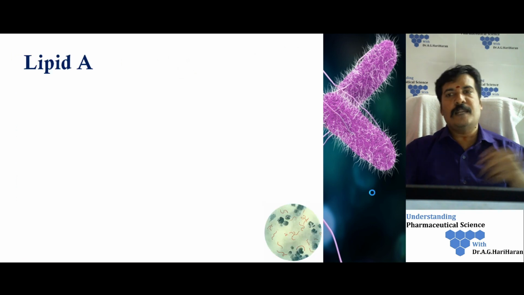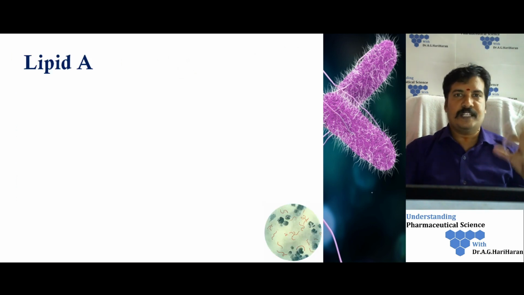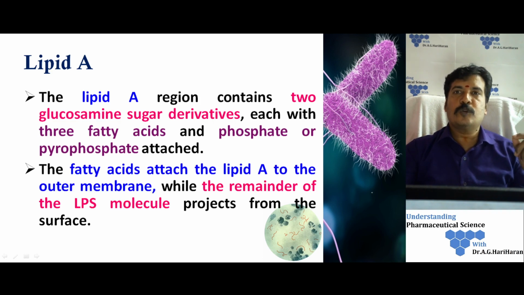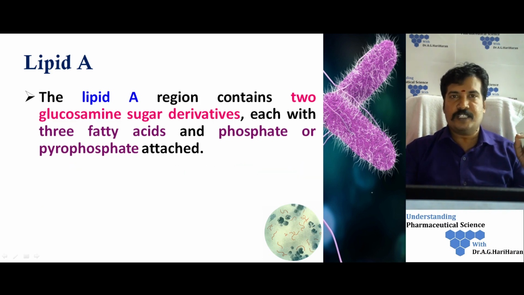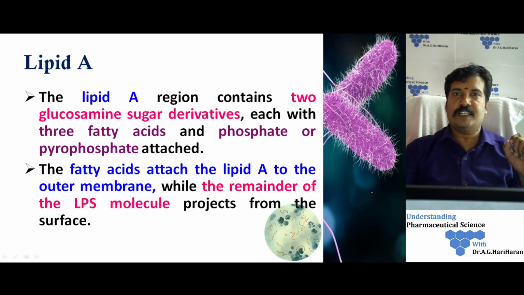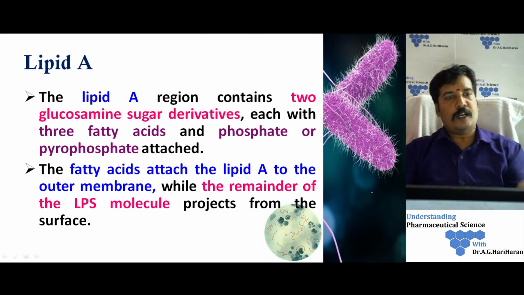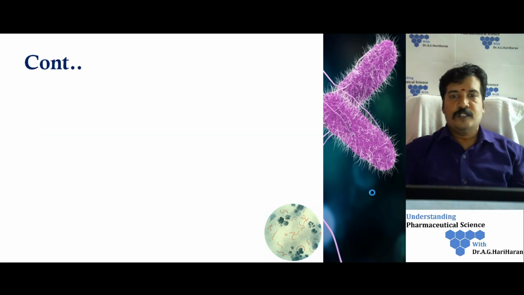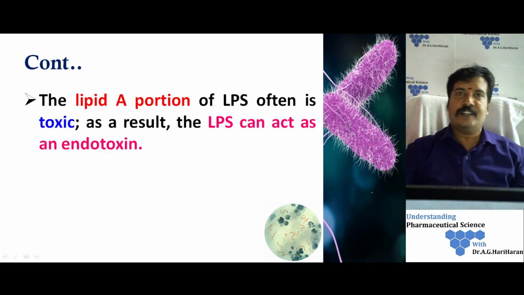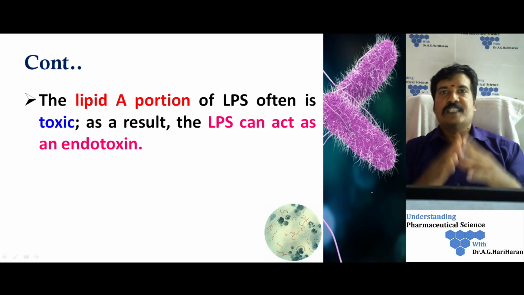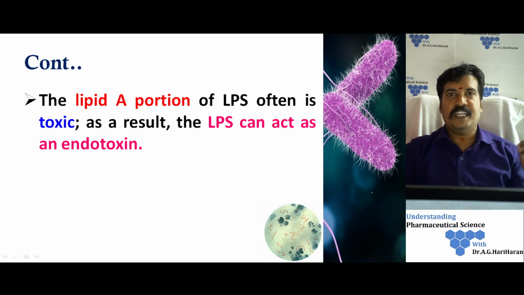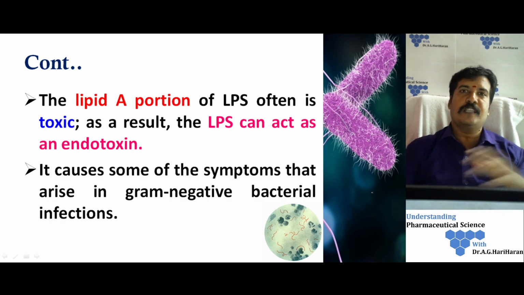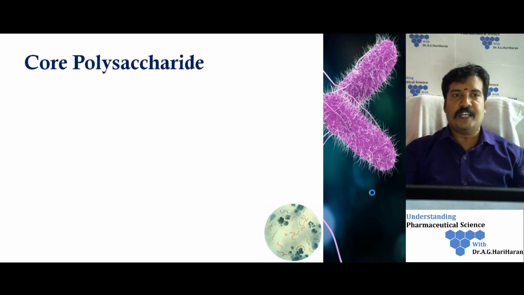So if you see the lipid A part of this outer membrane, that is the lipopolysaccharide, it contains 2 glucosamine sugar units that I have shown in the pictures, and it carries 3 fatty acids connected with a phosphate group. So this is the lipid A, which is generally projected outside the outer membrane. This lipid A is often toxic to humans. Generally it works as an endotoxin. So if the bacteria lyses, the cell wall gets disrupted. Out of this, the lipid A acts as an endotoxin and produces the symptoms of infection of the gram-negative bacteria.